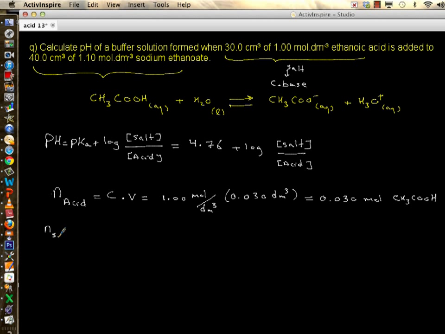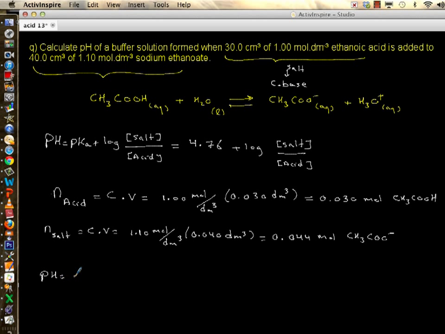I'll do the same treatment for the salt. So moles of salt is concentration of the salt times volume, which is 1.10 mole per decimeter cube, multiplied by 40 cm cube, which is 0.04 decimeter cube. When we do this, we are going to get 0.044 moles of sodium ethanoate. You can just write ethanoate. It's the same concept.